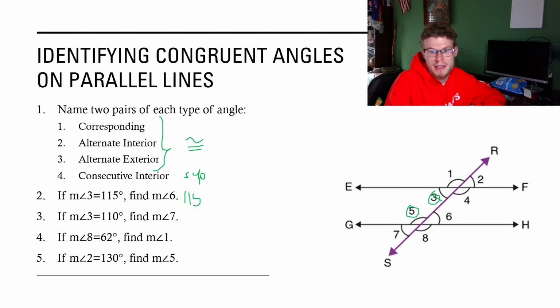If the measure of angle 3 is equal to 110, find the measure of angle 7. Now, 3 and 7 are also congruent because they are corresponding angles. Corresponding angles are congruent. So that means this is also 110.